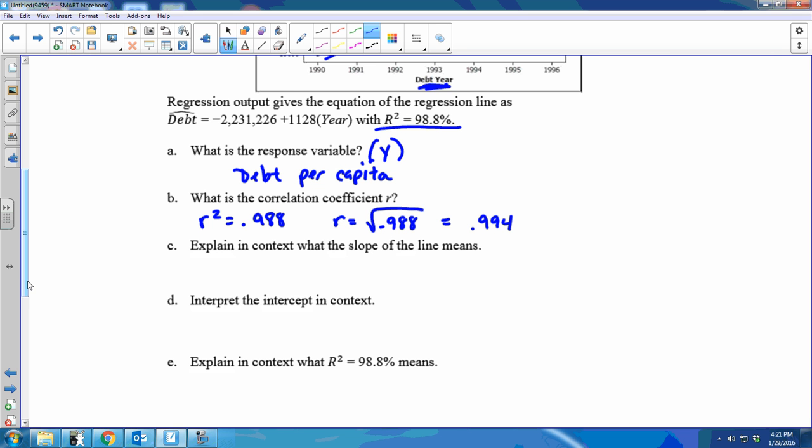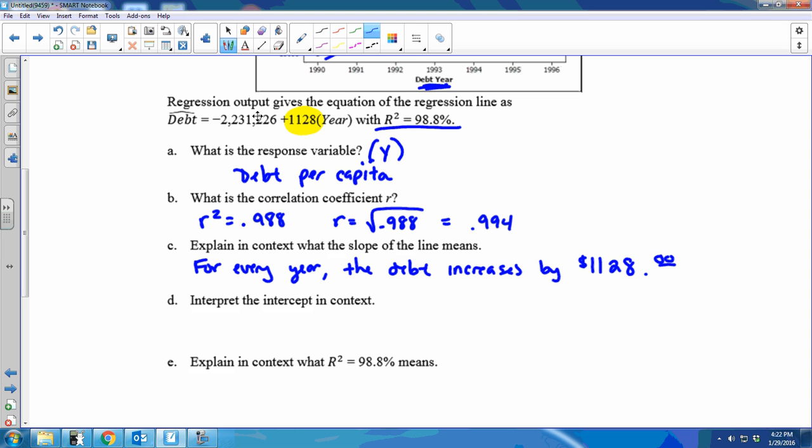Explain in context what the slope of the line means. Well, the slope is the number in front of the variable year. So it means for every 1 year, the debt, whatever your y is, in this case it's positive, so increases by $1,128.